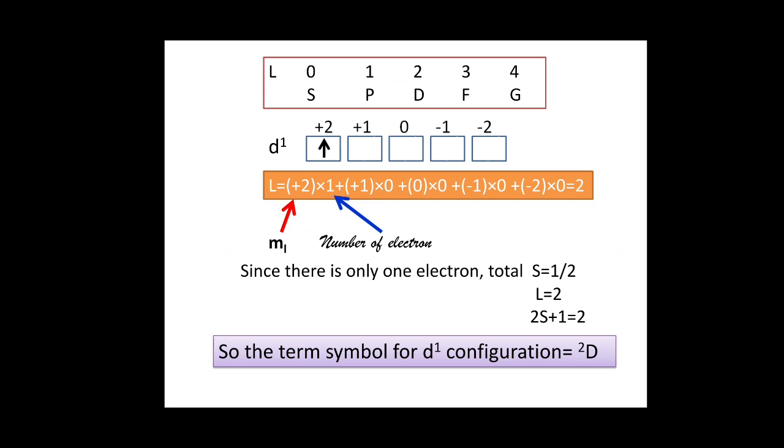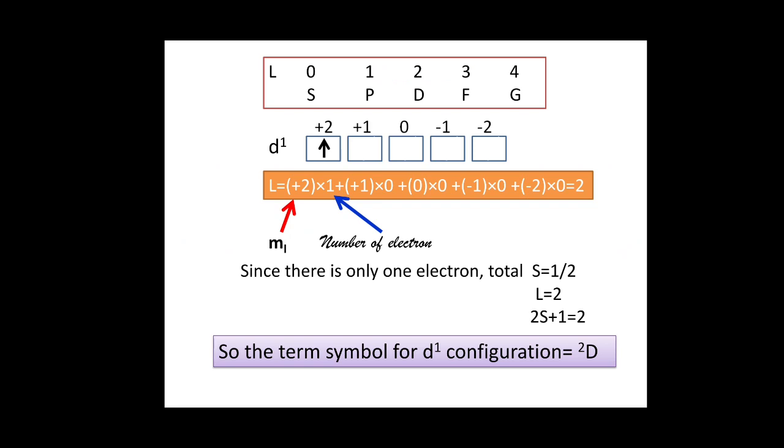So I have given here d1 electronic configuration. So we will determine what is the term symbol for d1 electronic configuration. Now the best way to do this, you write down 5 boxes because there are 5 d orbitals. I have written down 5 boxes and each box is represented by the ml value. So the first box has plus 2, second one plus 1, 0, minus 1 and minus 2 respectively.